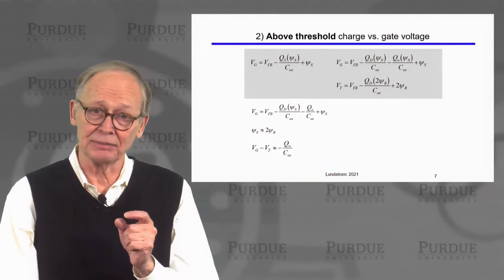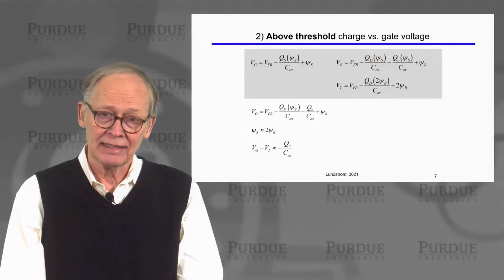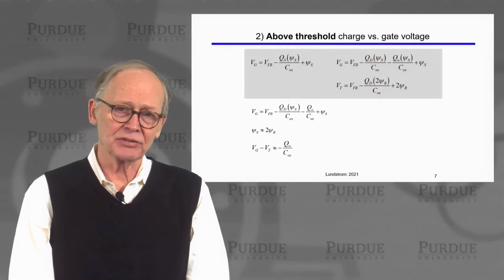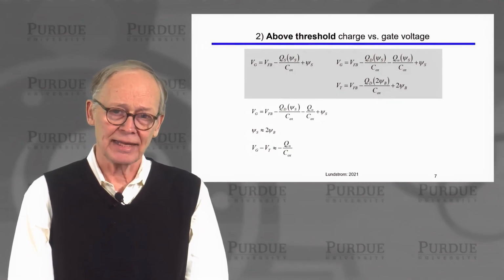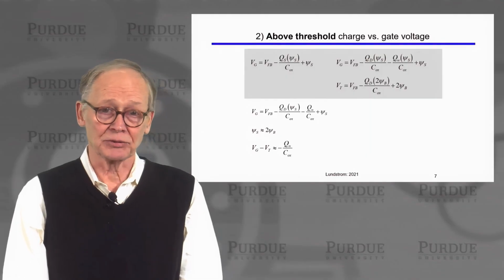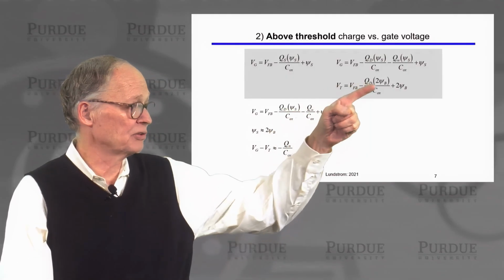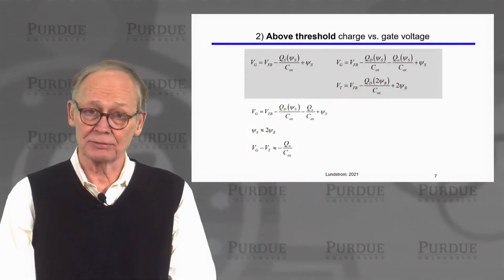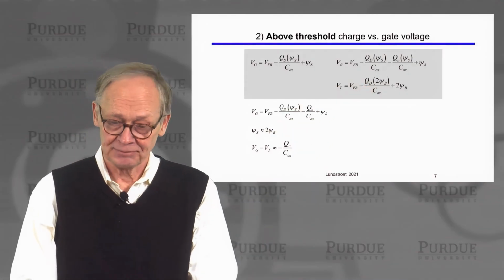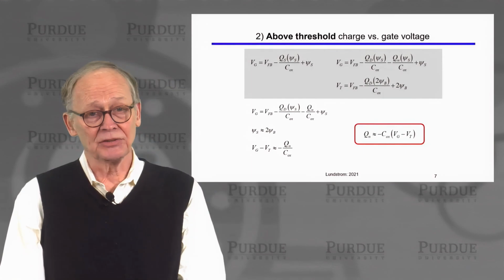Remember, it's hard to bend the bands above threshold. And the depletion charge only varies slowly with surface potential, as the square root of surface potential. So when we do this subtraction, those depletion charge terms are going to subtract out, approximately. When we get all done, we get a really simple result.